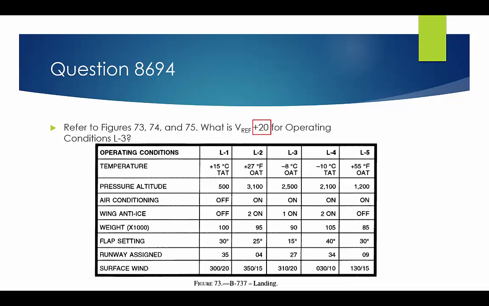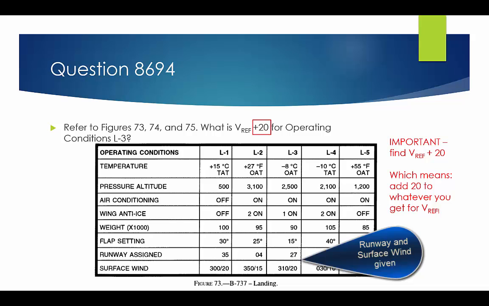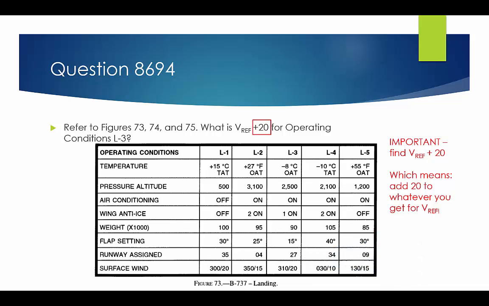We want to find VREF plus 20 for operating conditions L3. This is going to use a different chart for the Boeing 737. Important to add, to find VREF plus 20, we're just going to find VREF and then add 20 to whatever we get. On this one, we're going to notice also that we're given a runway assignment and a surface wind. So in this VREF calculation, we're going to have to take headwind or crosswind into account.